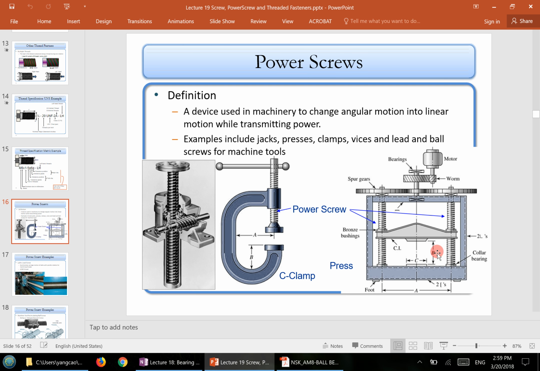For one of the experiments you probably did in material science, you may have used a press machine or tensile machine, and chances are it has a power screw type of mechanism to transmit that amount of power. And there's another type of power screw called lead and ball screws, and I'll show you.